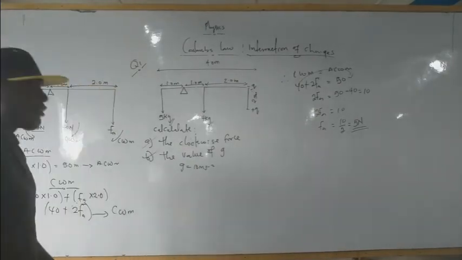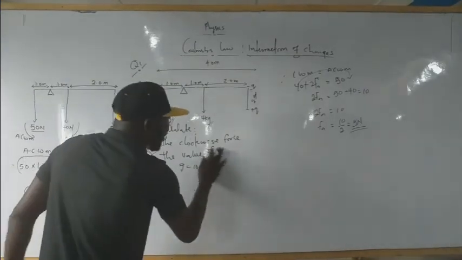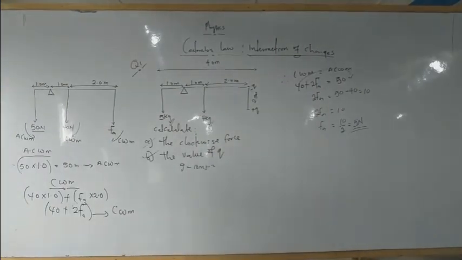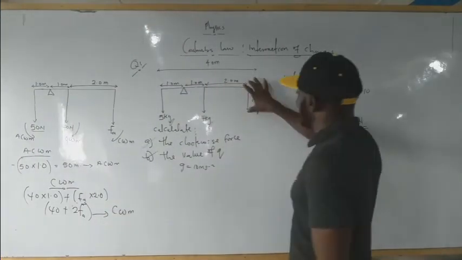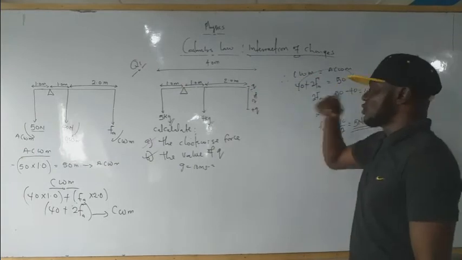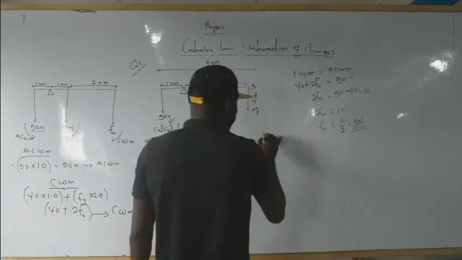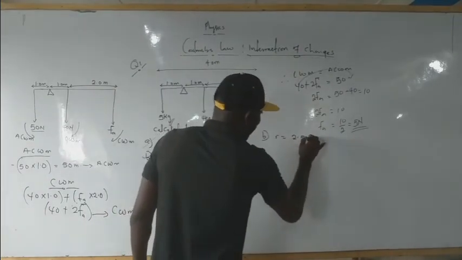We have to find the value of Q. That is, we have to find the charge between these two ends, at a distance of 2.5 meter. That will be part B. So we have R equal to 2.5 meter, alright?